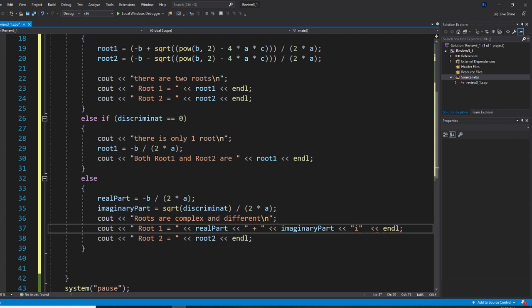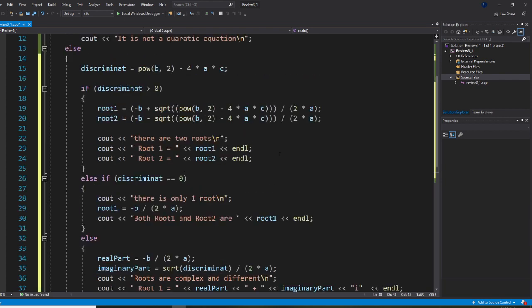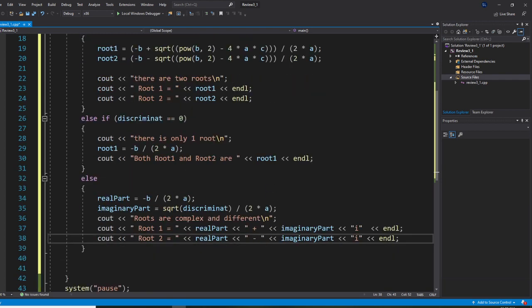Let me copy this from here, Control C, Control V. Now I'm going to change this to minus, and change this to minus. All right, so now let me double check. I finished this one.